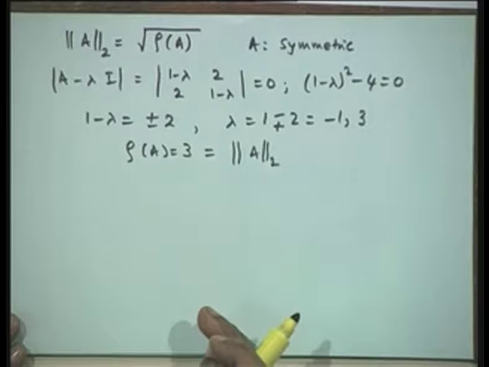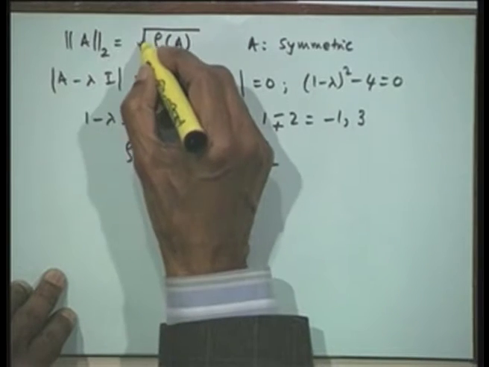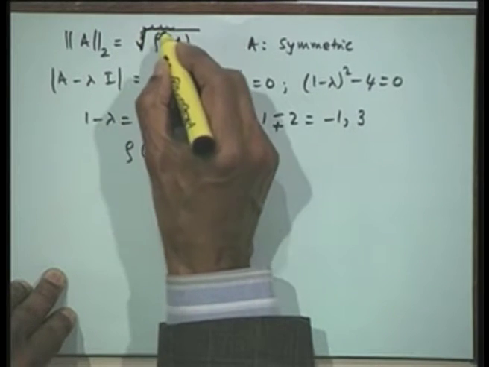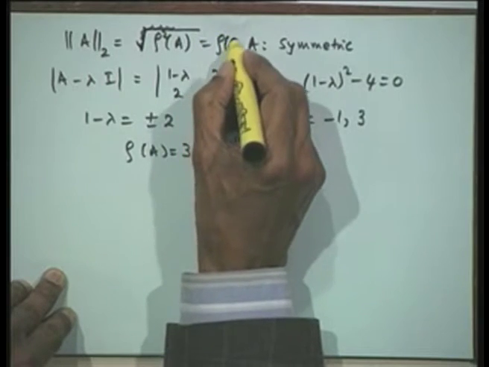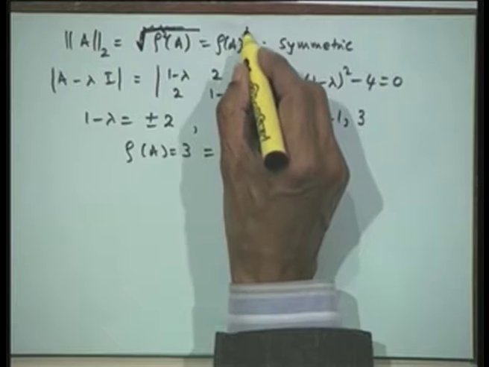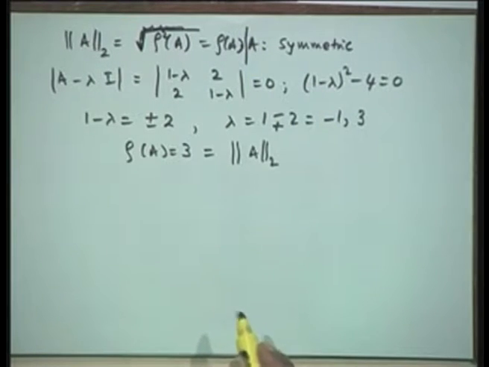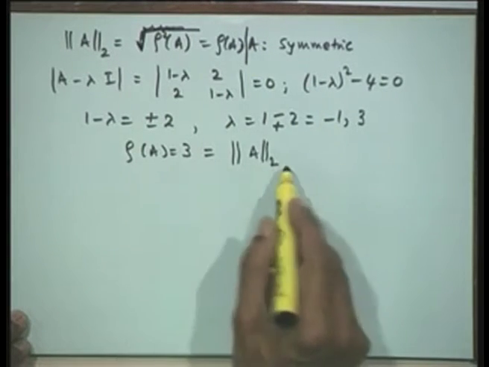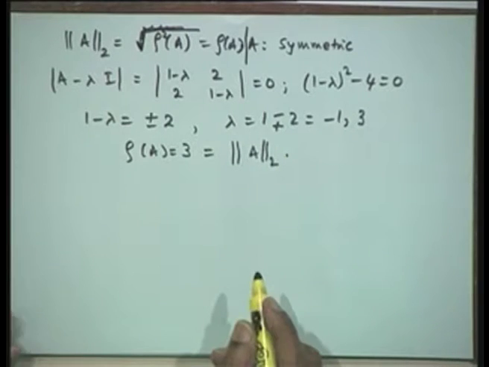Therefore, the... oh no, sorry, there is no under root. Okay, let us keep it, retain it and then put spectral radius of A. Therefore, spectral radius of A is equal to 3, that is equal to norm of A2.